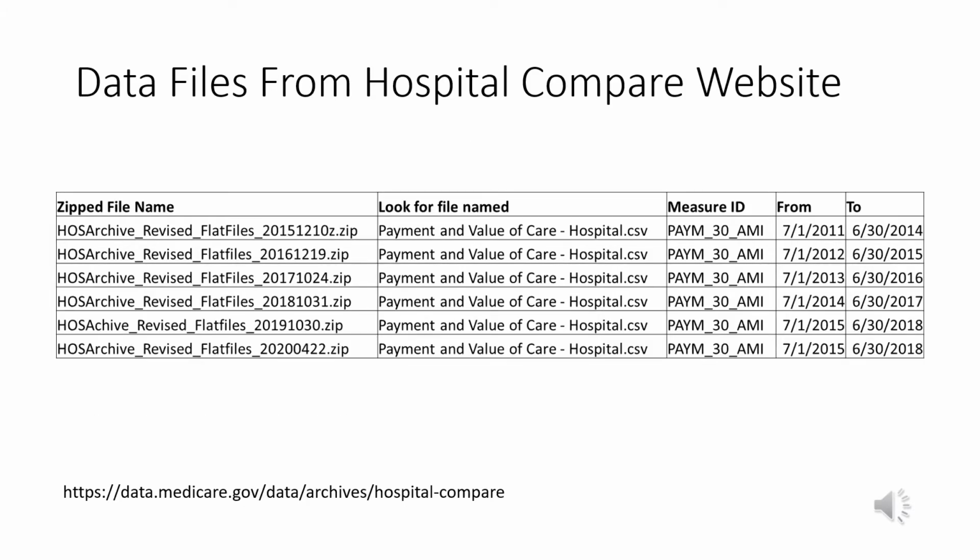Data files were obtained from the Hospital Compare website. The URL for the website is shown below. In addition, you only need to extract data from 4 time periods. So this table on this slide shows you the name of the data files as well as the measure that we're looking for.